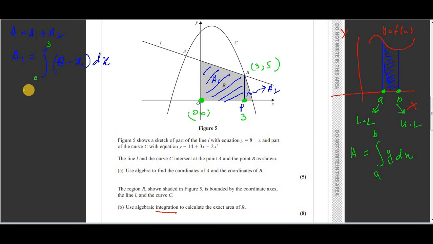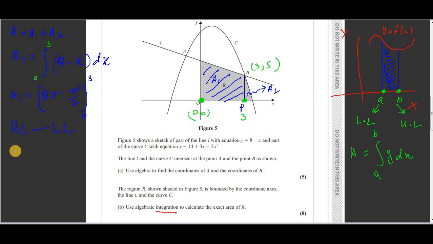So A1 would be equal to 8x minus x square by 2. This is the integration, and the limit is 0 to 3. After integrating we need to apply the limit. And how do we apply the limit? Upper limit minus lower limit. So first I need to put the upper limit everywhere in the integrand, and then 0.